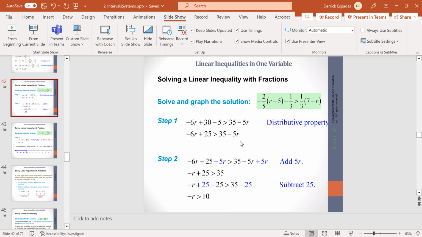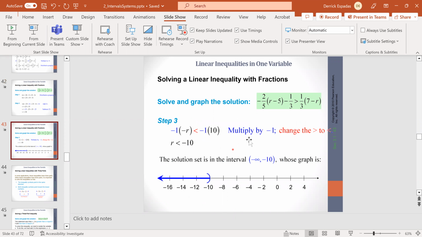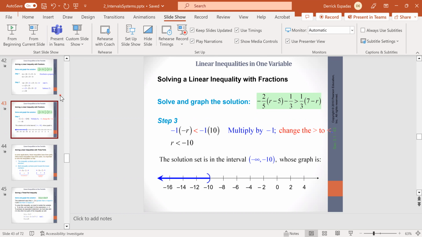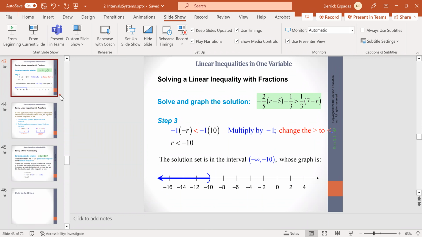So same thing, we're using the distributive property, adding 5R, subtracting 25, working through this step by step, and that's how we get it. And finally, we get it small enough. We're multiplying by -1, so we're going to change the sign. And eventually we end up with R is less than -10. I'm going to make a note that this is something we're going to work on in class, because it is kind of big and ugly and a little unruly to do in this format. So we'll probably go over this on Monday.